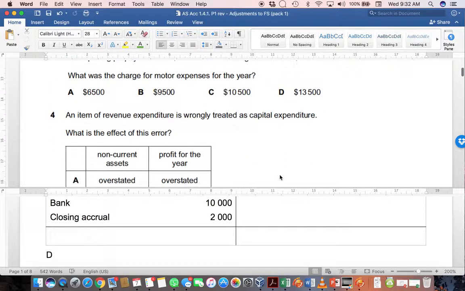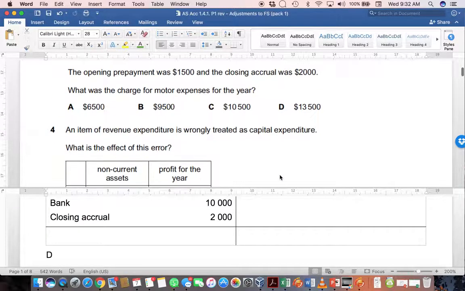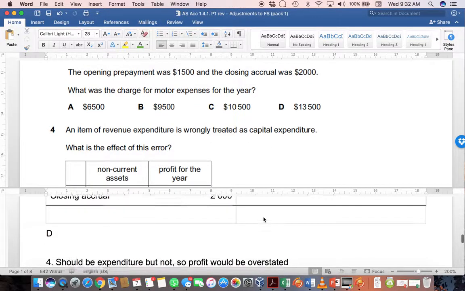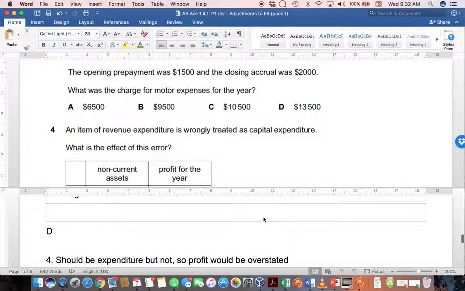Number 4. An item of revenue expenditure is wrongly treated as capital expenditure. What is the effect of this error on both the non-current assets and the profit for the year? Well, if you've got revenue expenditure, in other words, it is actually something that should be shown as an operating expense on the statement of income. But if you treat it as capital expenditure, it means that you are recording it as an asset.